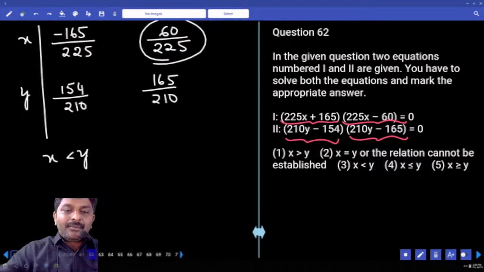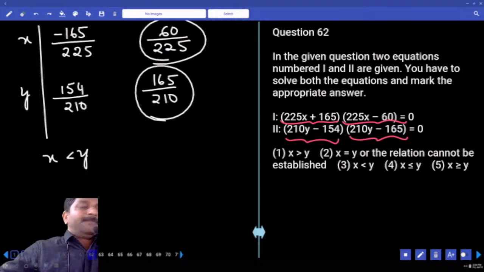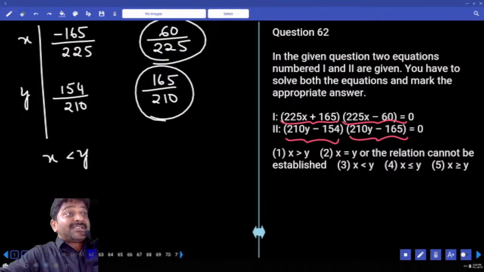Now, if you observe this one, denominators are almost close. I'm not saying equal, they are close. But when you observe your numerator, x numerator is far less than y numerator.